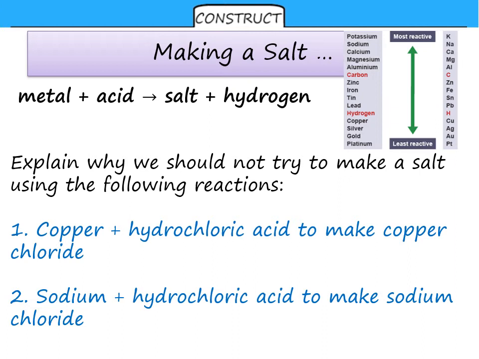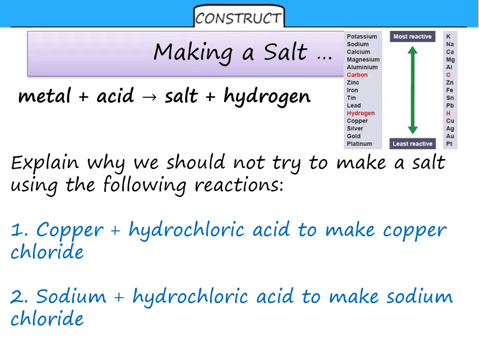So finally, when we're looking at metals reacting with acids, I'd like to explain why we should not try to make a salt using the following reactions. So making copper chloride from copper and hydrochloric acid and sodium chloride from sodium and hydrochloric acid. I put a reactivity series there to help you. So if you'd like to pause the video now.